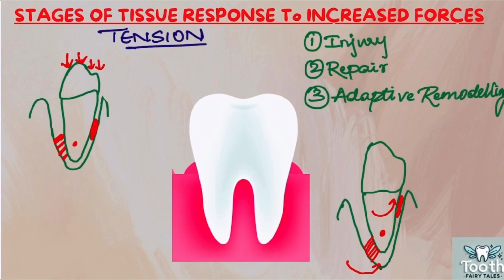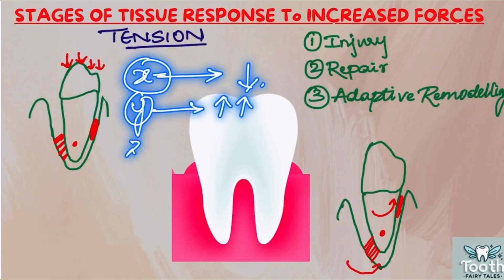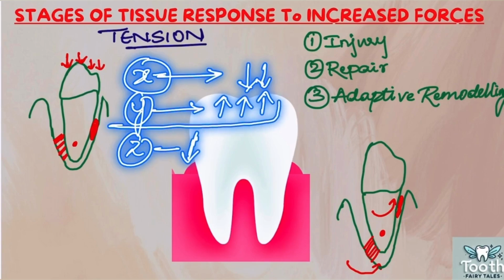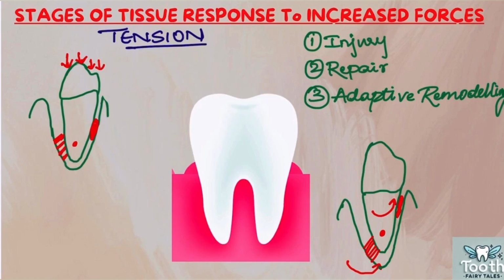So normally, let us assume that X is the amount of the force that is normally falling on the tooth. And Y is the amount of excessive occlusal force. And Z is insufficient occlusal force. So when excessive occlusal force is applied onto the teeth, you have seen that injury, repair, and adaptive remodeling of the periodontal structures happen. When there is insufficient occlusal force, let us see what happens to the supporting periodontal tissues. Is it injurious? Yes, insufficient occlusal force is also injurious to the periodontium.